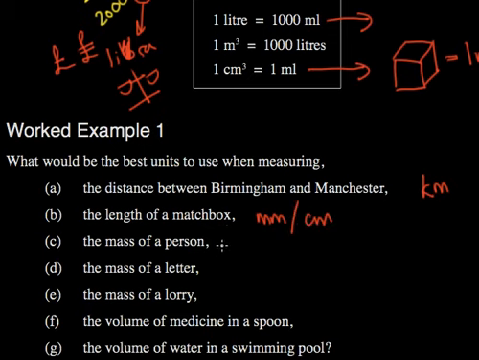The mass of a person. If you measured yourself in grams, then that would be a massive number, so we're not going to use grams, we'll use kilograms. But the mass of a letter, that's much smaller, and we would use grams here. The mass of a lorry, again, you would use kilograms, but sometimes, if your measurement's over 1,000 kilograms, then you would use tons instead.